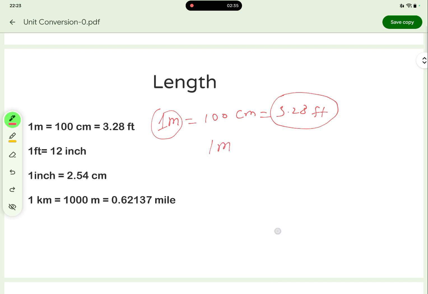So 1 meter is equal to 3.28 feet, right? So can I say one quantity is equal to 3.28 quantity? When you are moving from the higher unit to the lower unit, you need to simply multiply. But when you are going from the lower unit to the higher unit, you need to simply divide. Let's do some calculation to understand this.